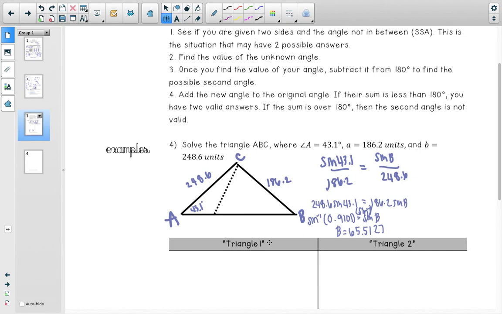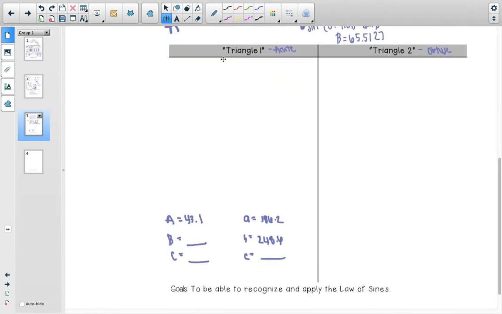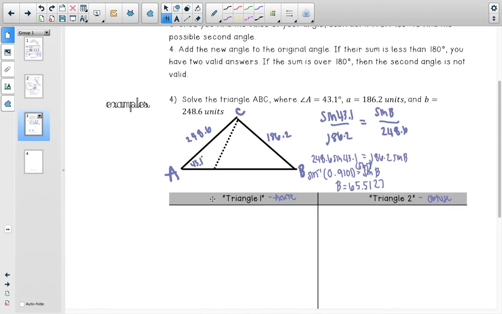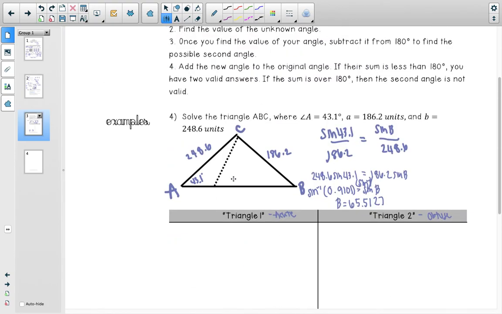So we're going to make triangle 1 the acute triangle, and triangle 2 the obtuse. Okay. So we did step 1. We did step 2 to find the unknown value. So we found angle B, and it's 65.5127. But with this case, we know there are two potential angles for B, because this is an ambiguous case.